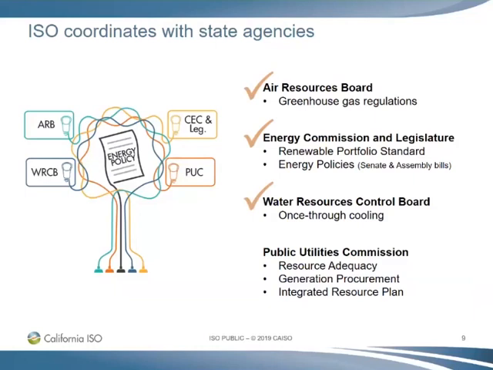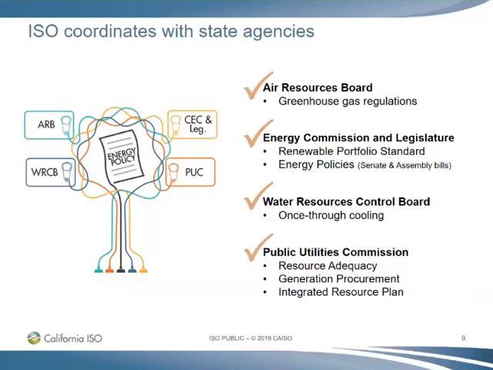The Water Resources Control Board is focusing on once-through cooling issues. We have a number of generators in California that are close to the coast and use seawater to aid in the conversion process of condensing steam back into water, which can have a detrimental effect on marine habitats. The Water Resources Control Board is coordinating a long-term effort with resources to find alternative ways to cool their plants or to possibly retire them.